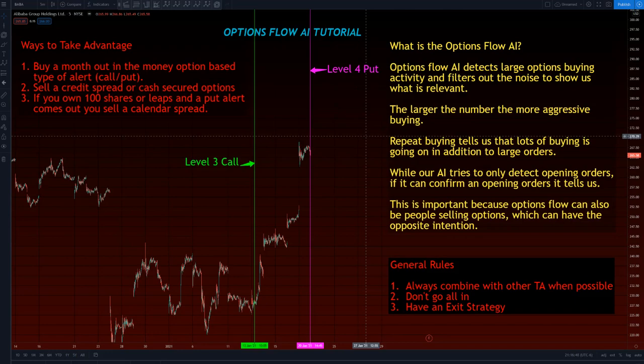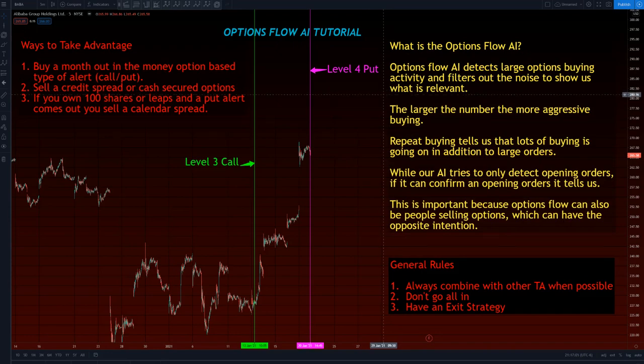So, just real quick, I want to go over what everything means. So, what is the options flow AI? We developed the options flow AI to detect large options buying activity and filter out all the noise to show us what we should care about.